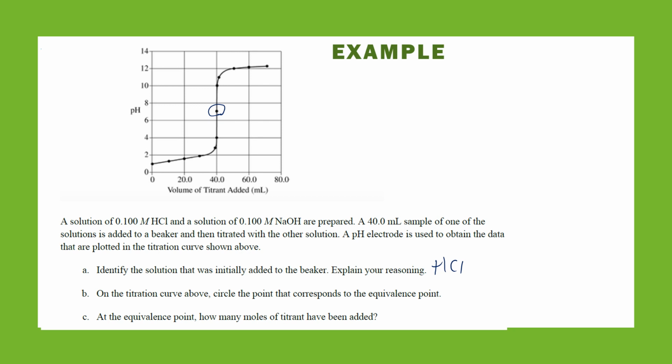At equivalence point, how many moles of titrant have been added? So the titrant is the one that's being added. So that is the sodium hydroxide. And we used 40 milliliters of it to reach equivalence point, or 0.04 liters, and it was a 0.1 molar solution, and molarity times liters will give you moles, so 0.004 moles of the NaOH at equivalence point. Each of those is just 1 point each.